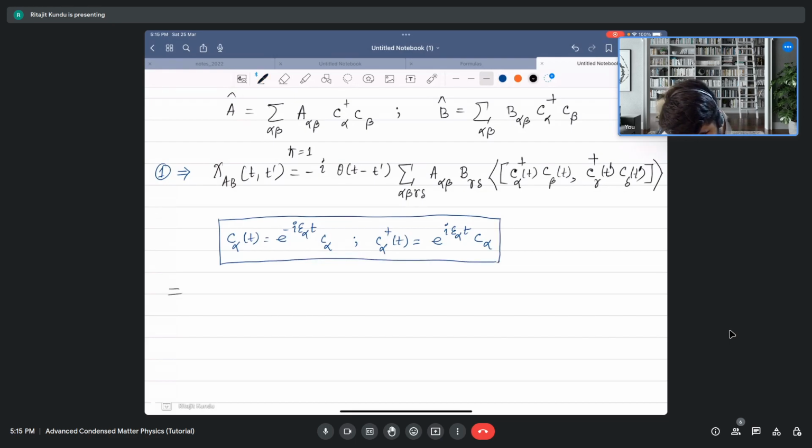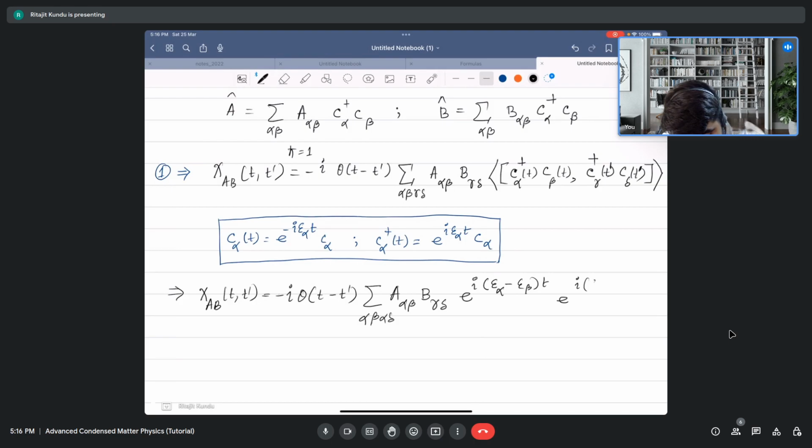So now this susceptibility looks something like this. Chi AB of t and t prime is equal to minus i Heaviside theta of t minus t prime, and then there is all of this summation over Greek variables, A alpha beta and B gamma delta. And the time dependence looks something like this. Let me write it in a single step; you can verify this easily. e to the power i epsilon alpha minus epsilon beta times t, times e to the power i epsilon gamma minus epsilon delta times t prime. You can verify the time dependence, it is easy to check, and then we are left with only the equal time commutator bracket and the expectation value of that particular operator.